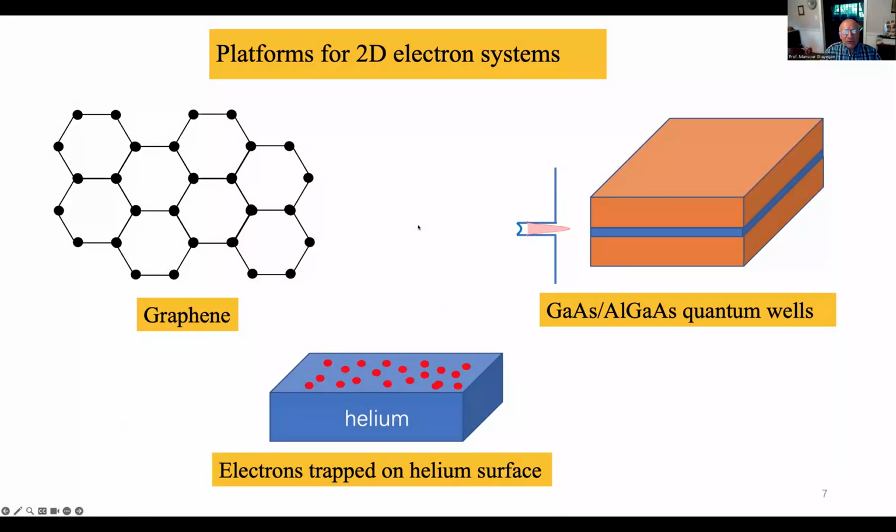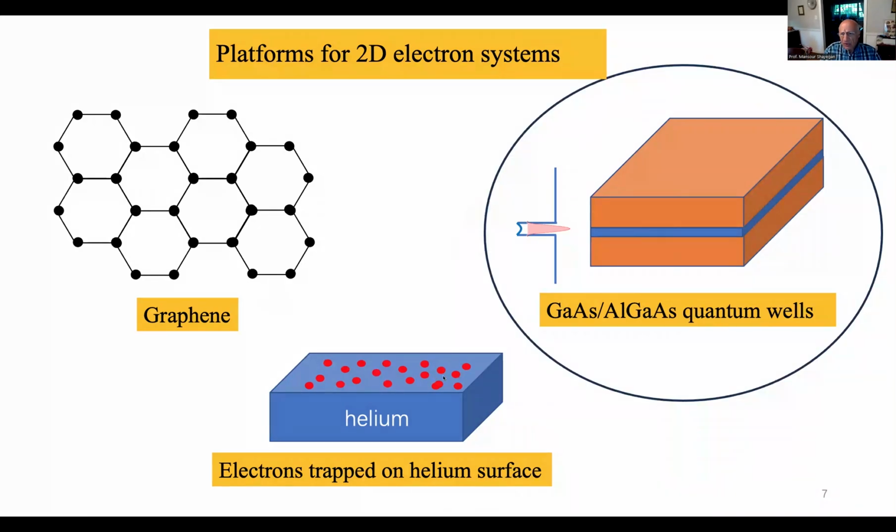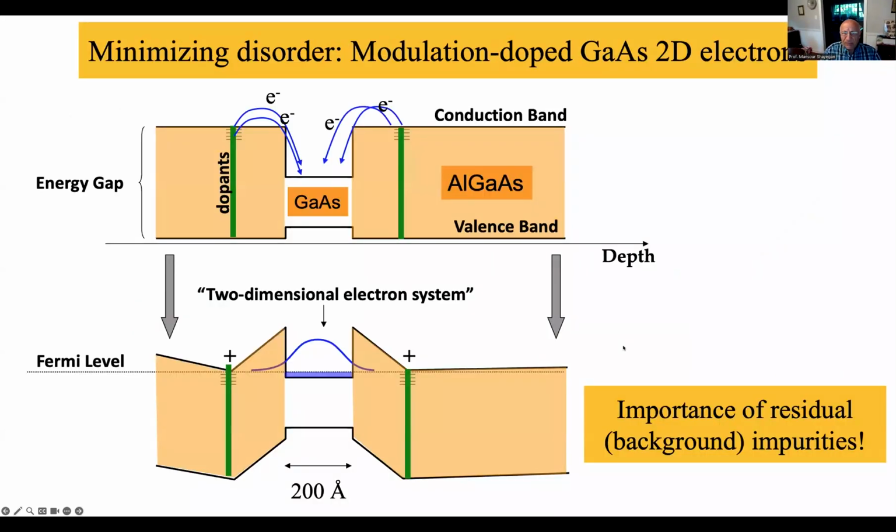The platforms for 2D electron systems, of course, are many. The young people are probably most familiar with graphene because that's very popular and busy. But traditionally, either silicon MOSFETs, which are two-dimensional systems, or gallium arsenide, aluminum gallium arsenide quantum wells, where you sandwich the gallium arsenide layer in this blue region, afford a very good 2D system. Or electrons on liquid helium, that's another 2D system. The one we are focusing on, of course, is this upper right.